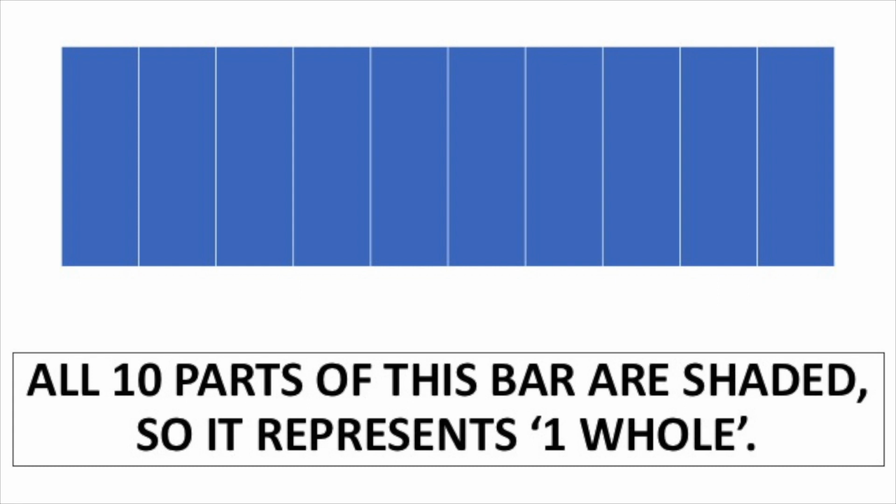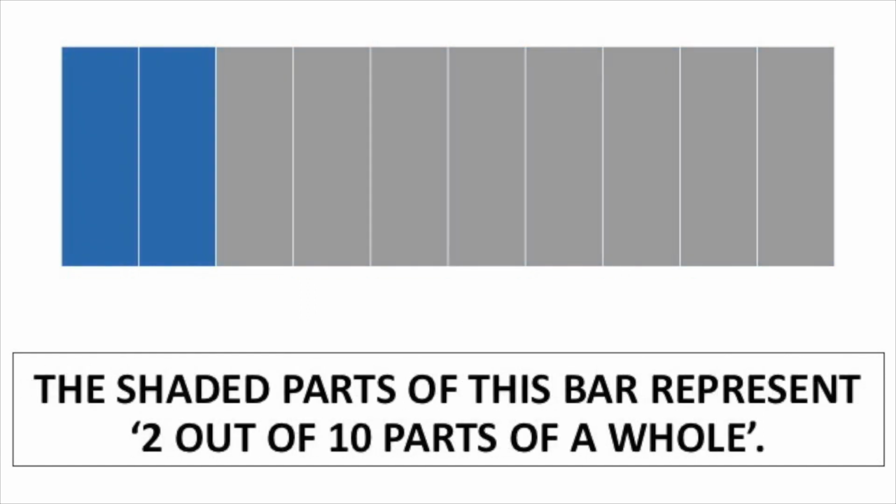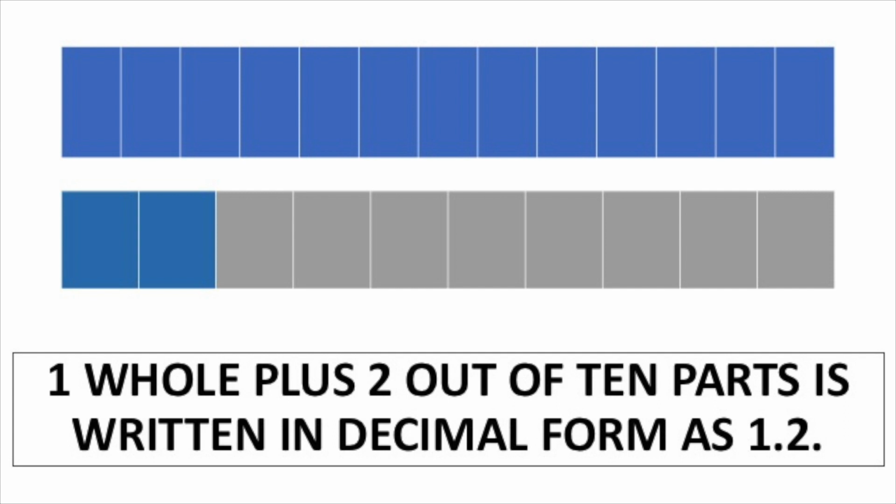Because if it was any less, it wouldn't be whole. 8 out of 10 is a decimal. 9 out of 10 is a decimal. A 10 out of 10 is whole. Now what's the decimal here? How many parts? Two parts. The shaded parts of this bar represent 2 out of 10 parts of a whole. One whole plus 2 out of 10 parts is written in decimal form as 1.2.